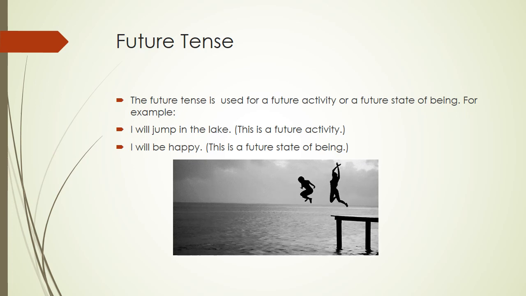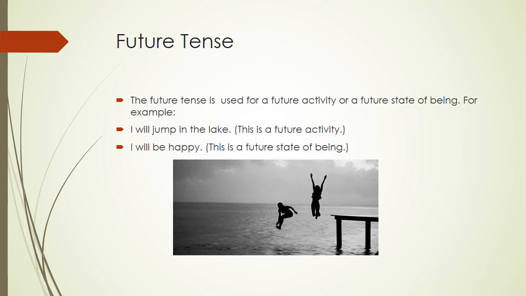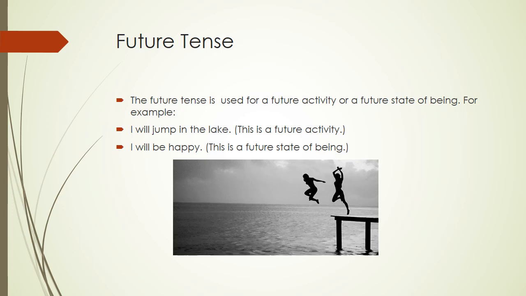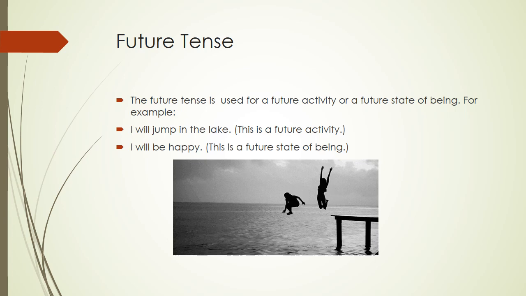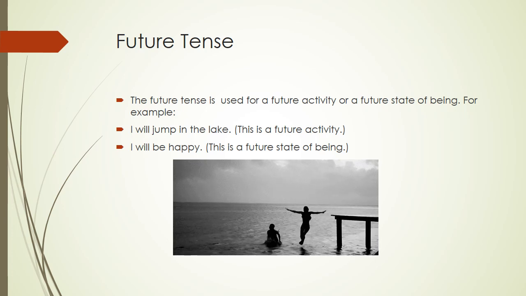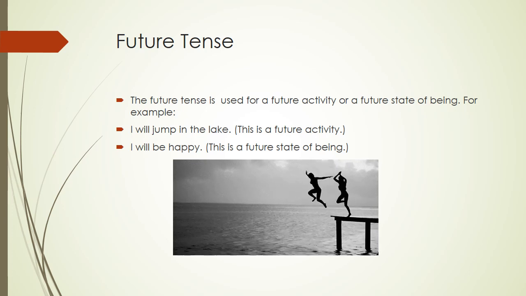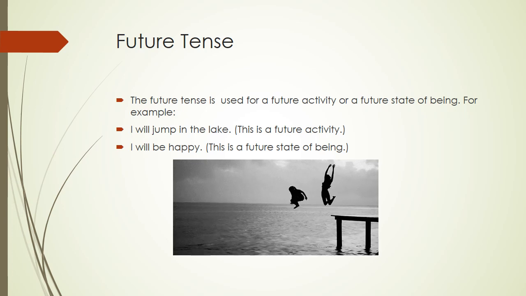Now children, future tense. It is used for a future activity, as the name suggests, or a future state of being. For example, I will jump in the lake. Now this is a future activity. You have not jumped as yet. And I will be happy, which suggests that you are not happy at the moment. So this is again a future state of being. So that is what your future tense is all about.